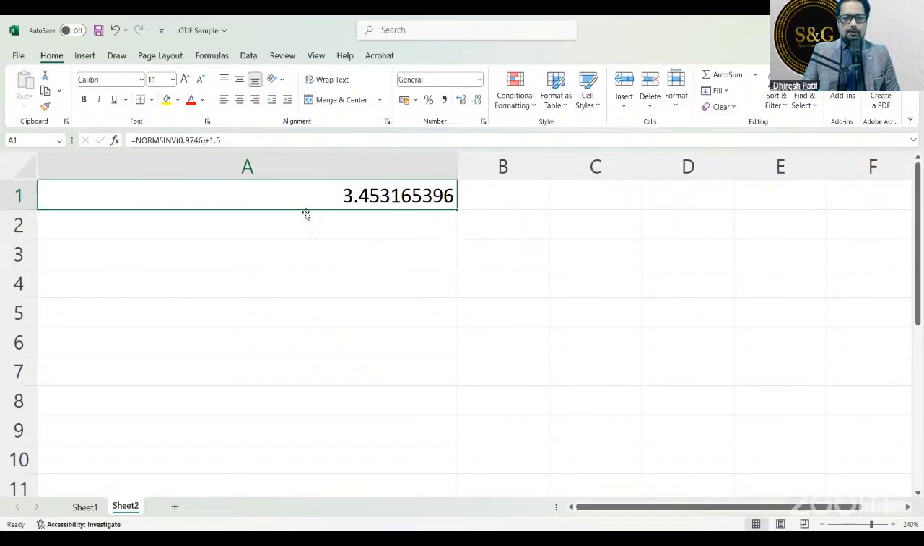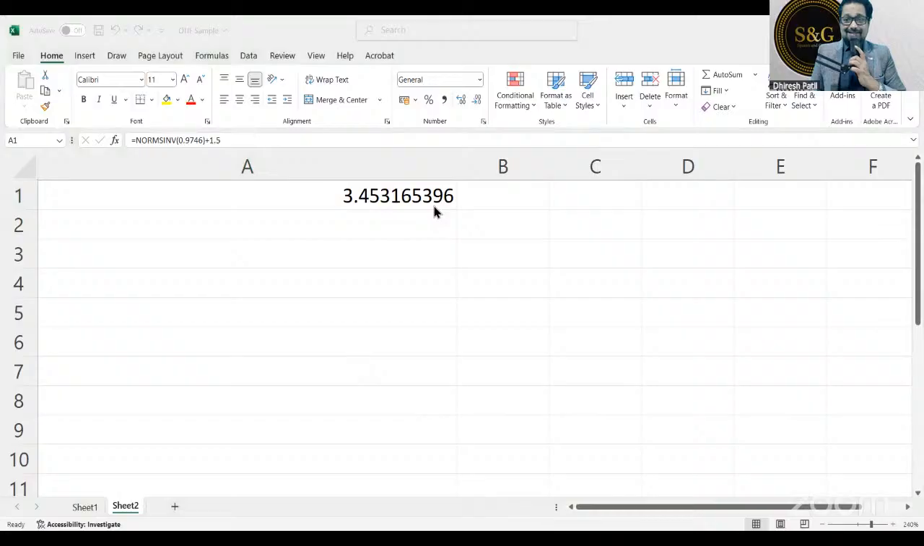You can see this is the formula. So this is a 3.45 sigma process. This way also you can find out from a DPMO or from a yield, you can convert it into a sigma level. Clear? Write down this formula: NORMSINV, in bracket yield, bracket complete, plus 1.5.